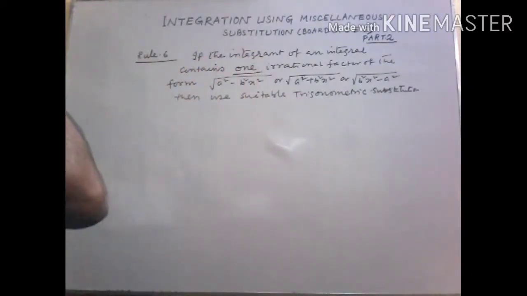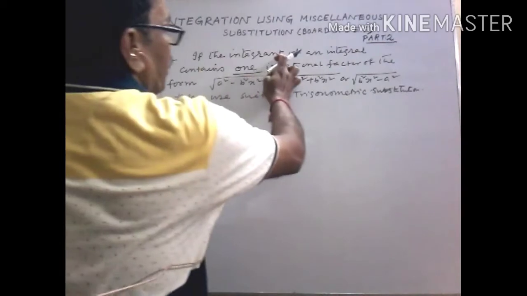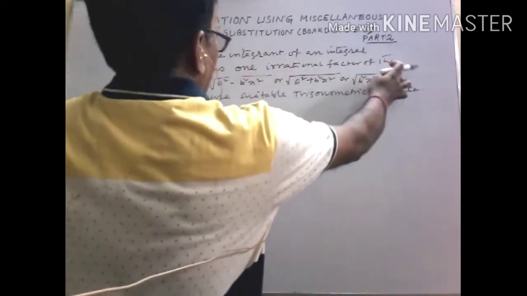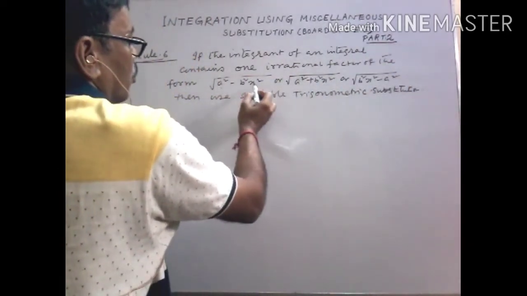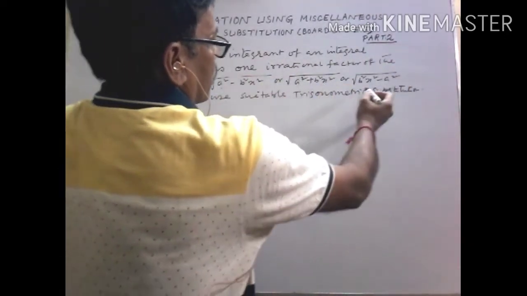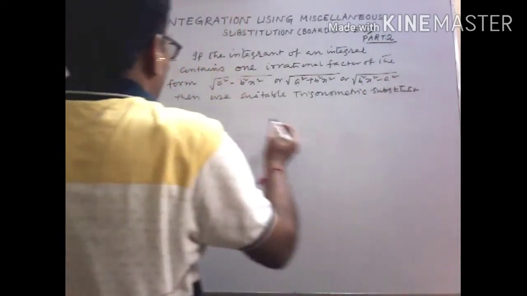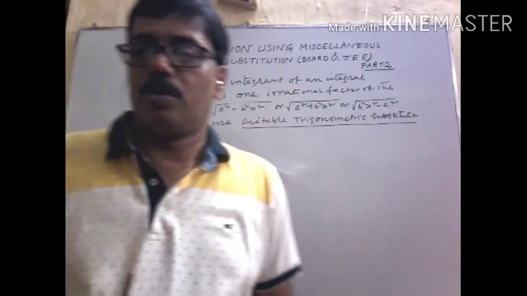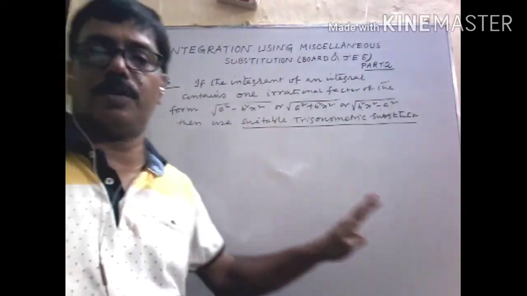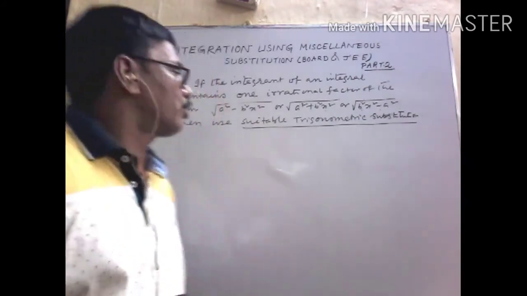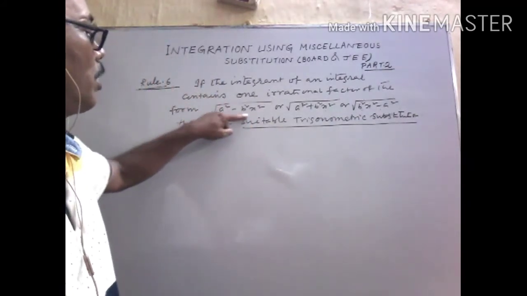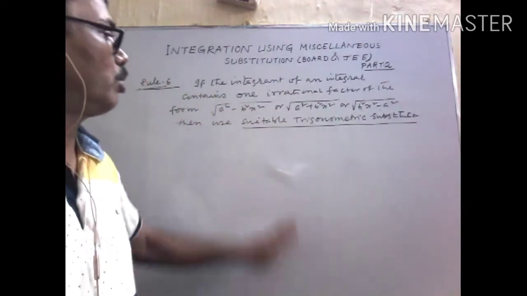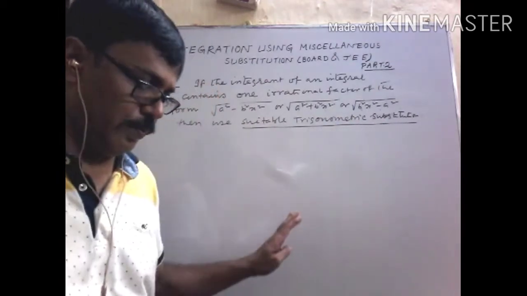Now the last one, rule number 6. If the integrand of an integral contains one irrational factor of the form a square minus b square x square, a square plus b square x square, b square x square minus a square, then use a suitable trigonometric transformation. We have already used this in differentiation, in limits also. For a square minus this, the suitable transformation is sin theta, here tan theta, here sec theta. So we have already used this rule.